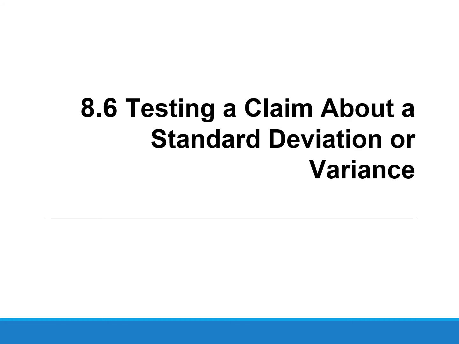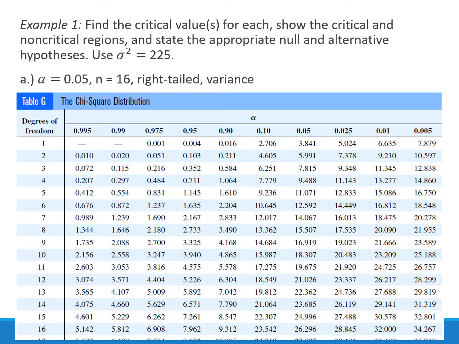Section 8.6 is the last section in Chapter 8, and in this section we're going to be testing a claim about either standard deviation or variance. You may remember doing these types of problems back with confidence intervals. With standard deviation or variance problems we weren't using a t-distribution or a normal distribution, and instead we were working with a chi-square distribution. This is the distribution that's skewed to the right, unlike the other two that are both unimodal and symmetric.